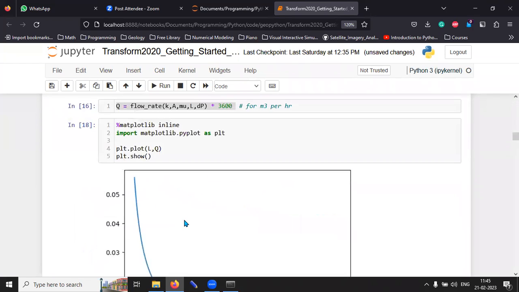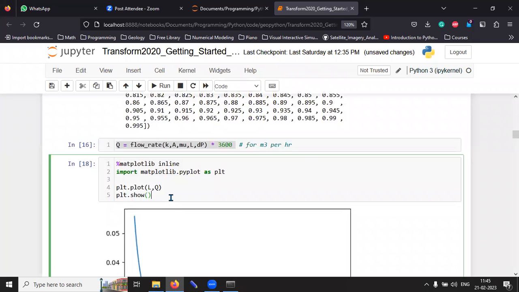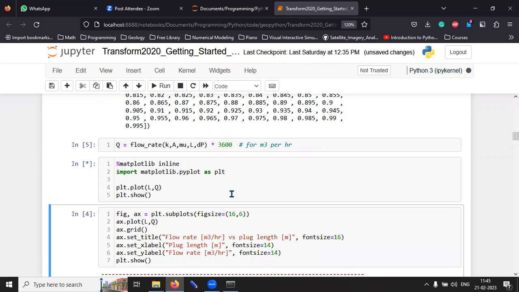I believe that was already, oh, I didn't run this piece of code. So this was my practice.